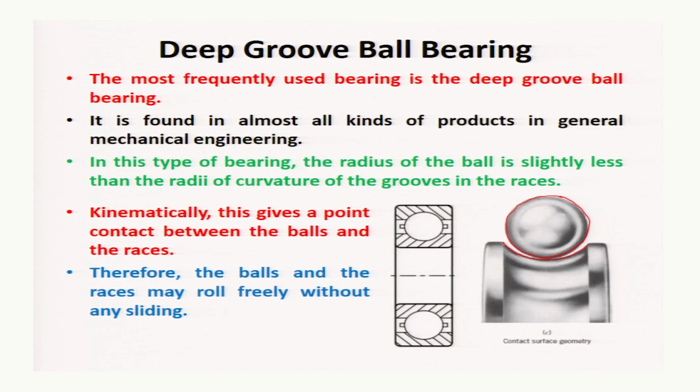Now the radius of curvature of the groove in the races is large in comparison to the radius of the ball, and so what happens is there will be a point contact, and this groove is deeper, so it can support both the thrust load and the radial load. Kinematically, this gives a point contact between the ball and races. Therefore, the balls and the races may roll freely without any sliding.